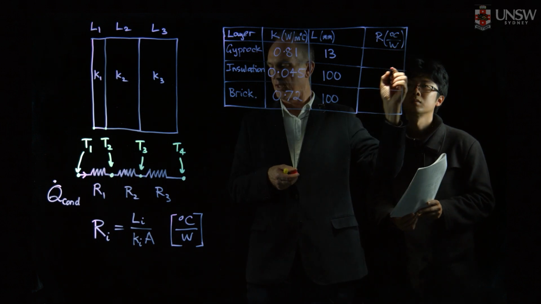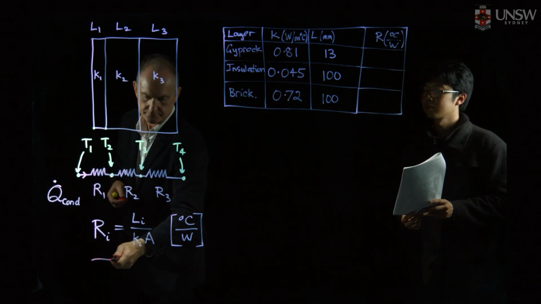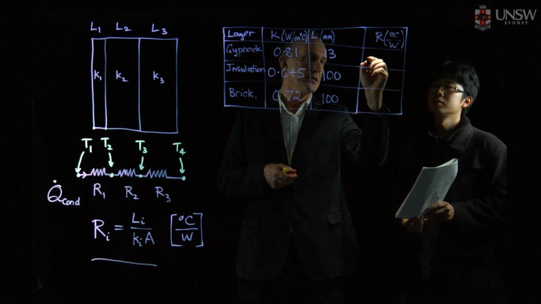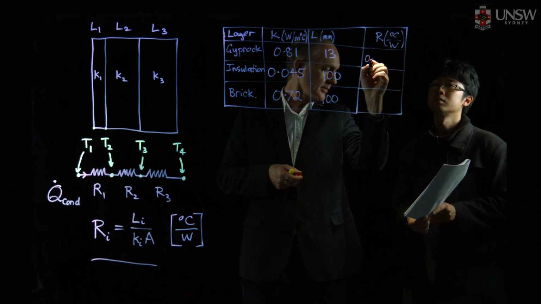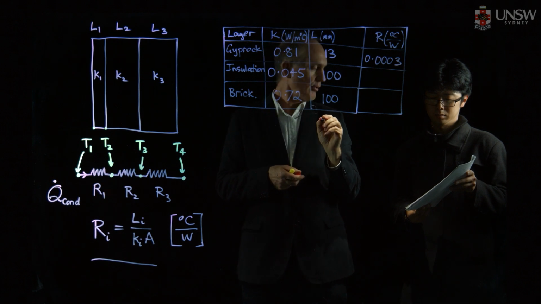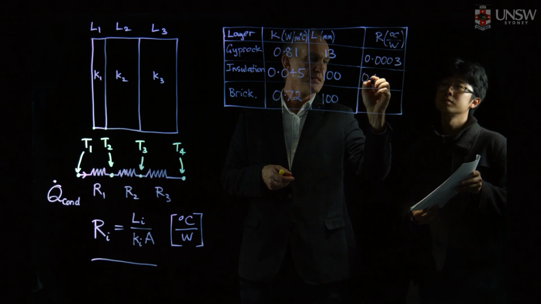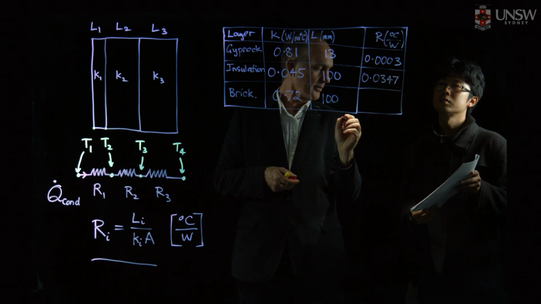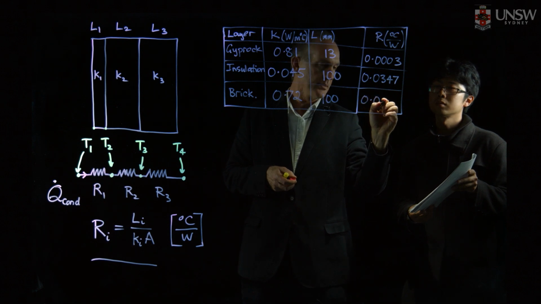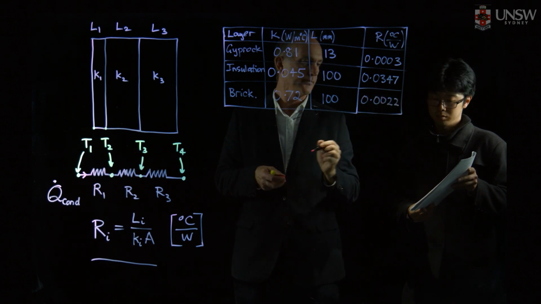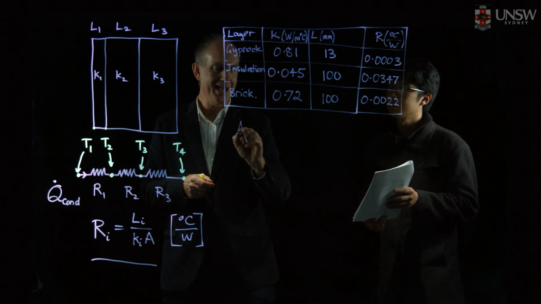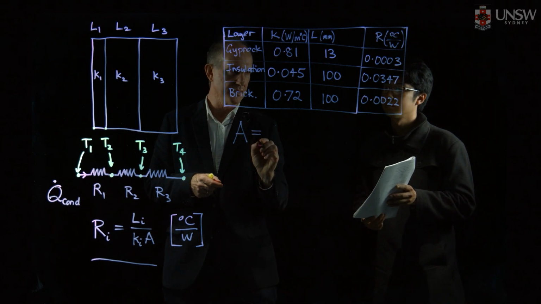And we just need to calculate using this expression what is the thermal resistance. So when you plug those numbers in, we get 0.0003 for the gyprock, 0.0347 for the insulation, and 0.0022. Now, something that I should have mentioned, of course, is what's the area of the wall. Done the calculation, but didn't tell you the area.